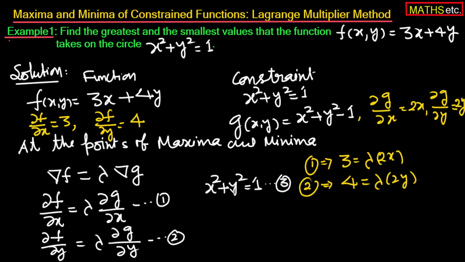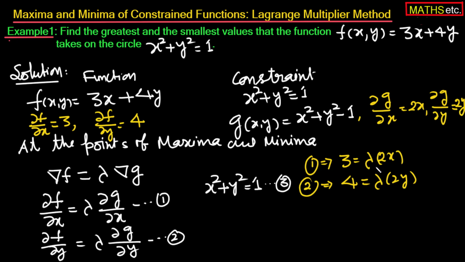And of course our third equation is x squared plus y squared equal to 1. Now from this point onwards there are two ways that we could follow. First way is we find the value of x in terms of lambda, we find the value of y in terms of lambda, and we put those x and y values in equation number 3. By solving 3 we get the value of lambda and we put it in equation number 1 and 2 to obtain x and y. The other way is we eliminate lambda with the help of these two equations.